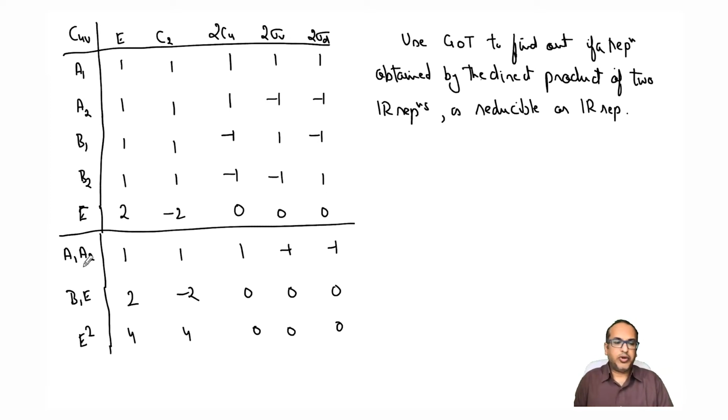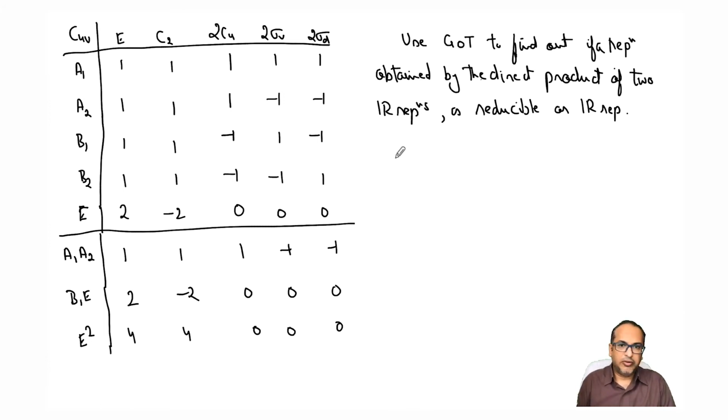Okay, so for example, if we say A1, A2, we can directly see that it's an irreducible representation, because it is composed of only A2. Similarly, B1 E, we can say that this is also an irreducible representation because it is only composed of E. E square, however, does not belong to any of these, so it has to be a reducible representation. And we can also test it.